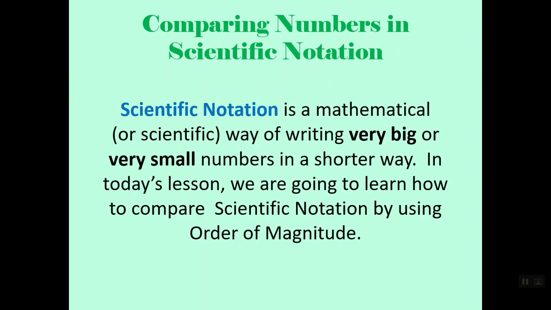Order of magnitude is just a big fancy way of saying that you are trying to figure out which is bigger or smaller, and you're going to do that by looking at the exponents, and if the exponents are the same, you are then going to defer to the factors. We're going to talk a lot more about that later, but first, let's get an introduction from Math Antics.